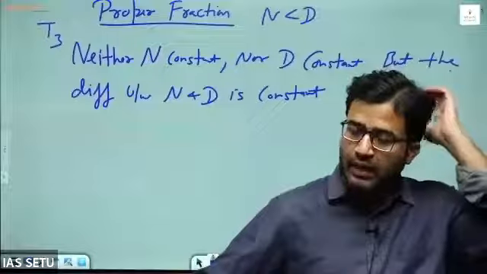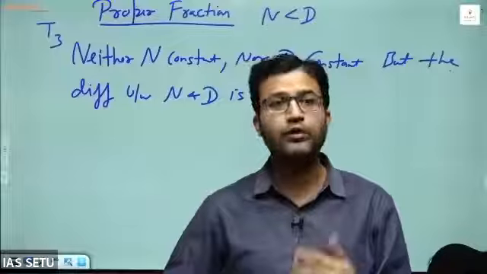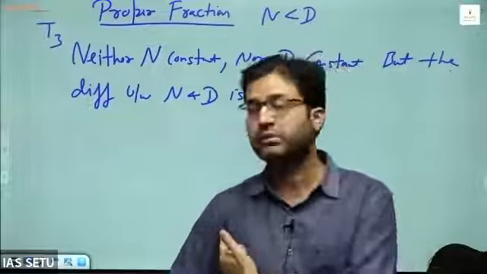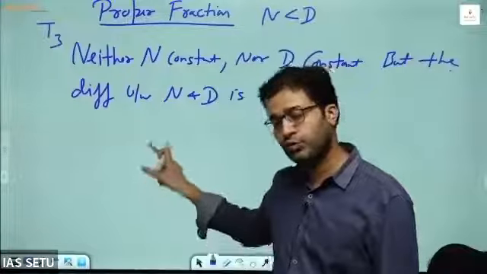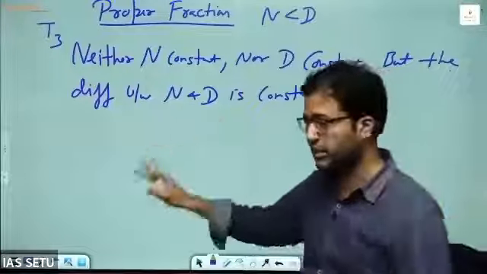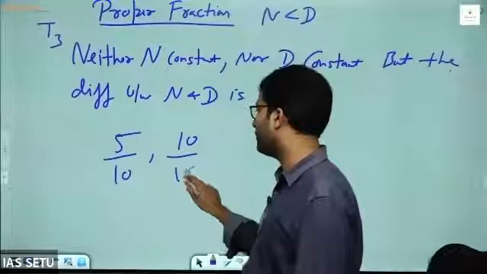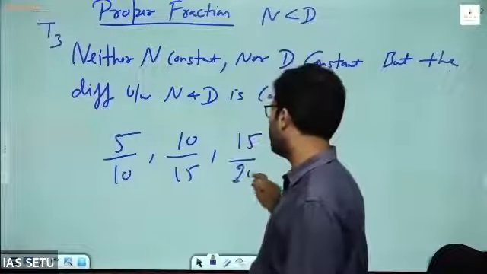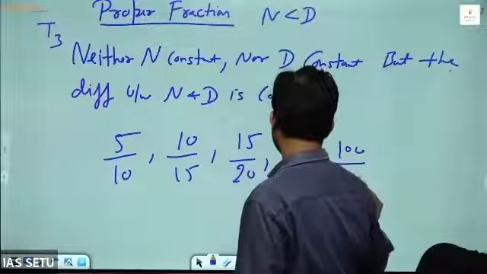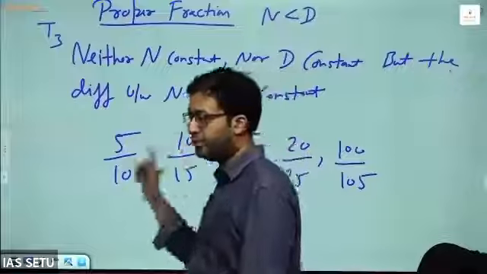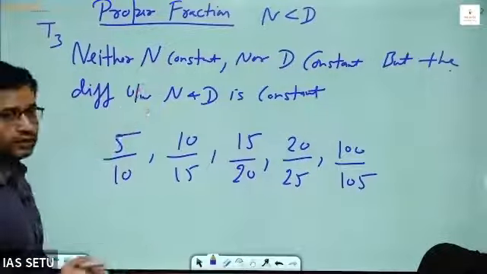I give you one example, and I tell you, when you follow NCERT, you will find they have taken easy examples, because when you revise, you can revise the example. Similarly, before your prelims, when you revise this topic, revise the same example I'm giving you, your concept will be clear. Likh lo. 5/10, 10/15, 15/20, 20/25, and 100/105. Neither 5 constant nor 10 constant, but the difference between numerator and denominator is constant.